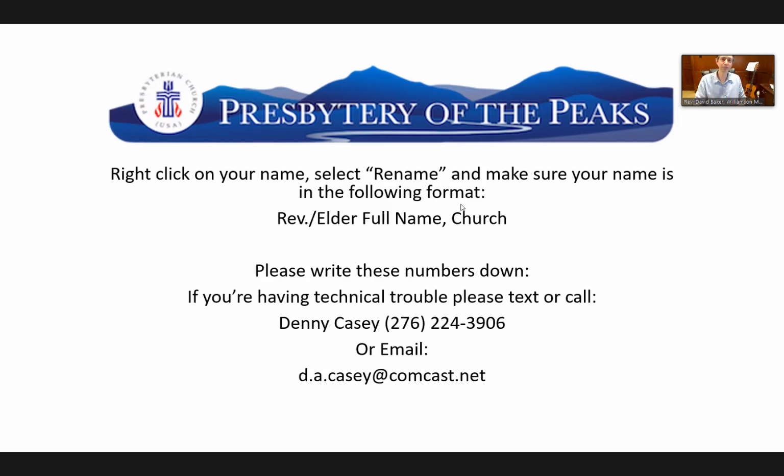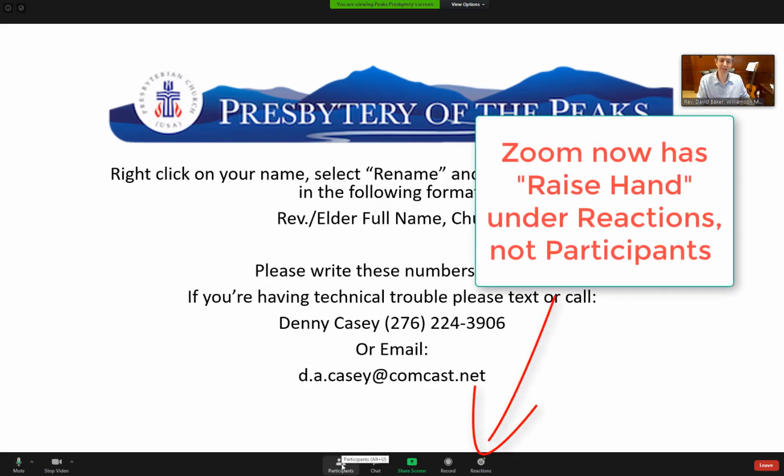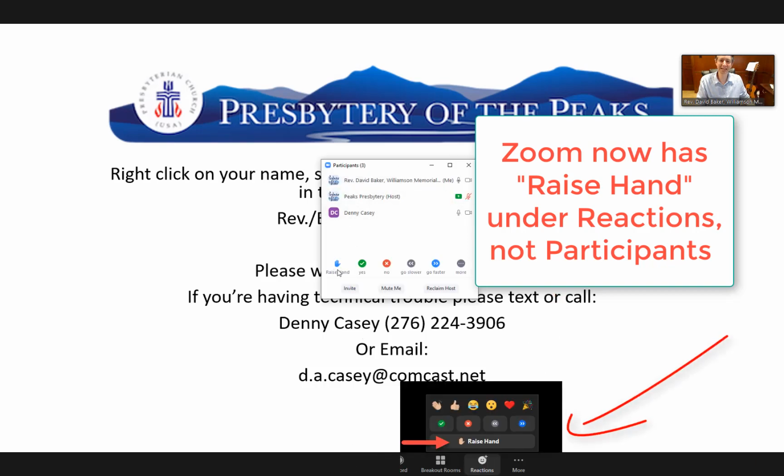If you would like the presbytery to vote on that motion not by consent, then what you would do is raise your hand. The way that you raise your hand is you click on participants and then click on raise hand. You should be able to see the raise hand icon.